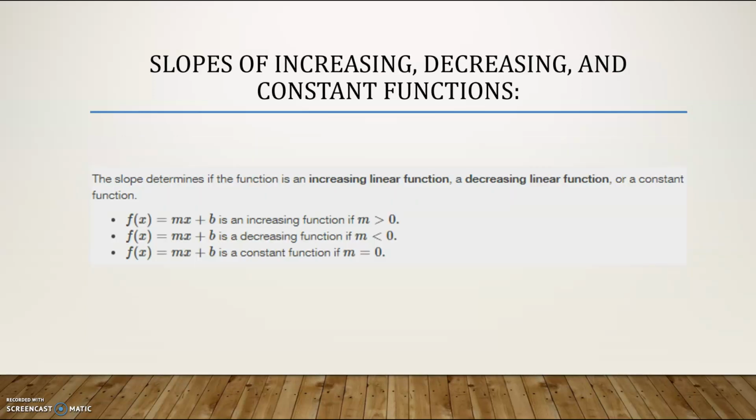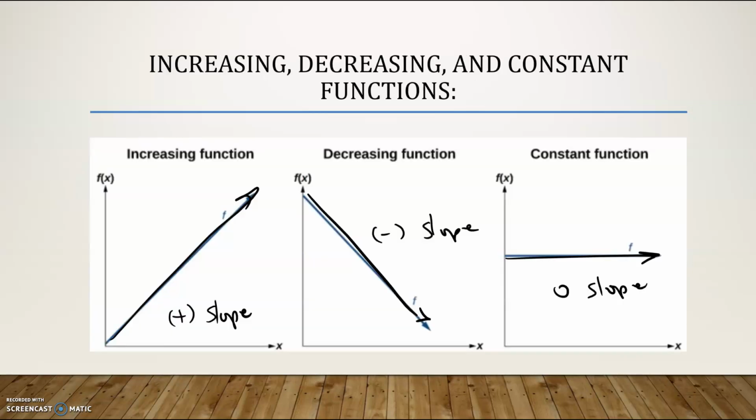It talks about this right here, the slopes of increasing, decreasing, and constant functions. If we have an increasing function, then the slope is going to be greater than 0, which is saying that it's positive. If we have a decreasing function, then the slope is going to be less than 0, which is saying it's negative. And if we have a constant function, then the slope is going to be equal to 0, just like I said over here, with each one of these.